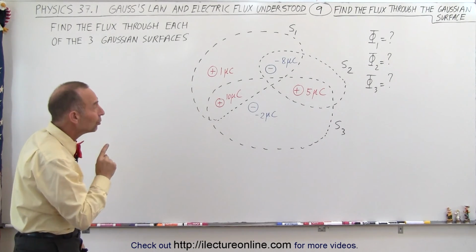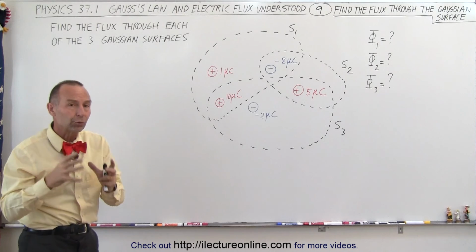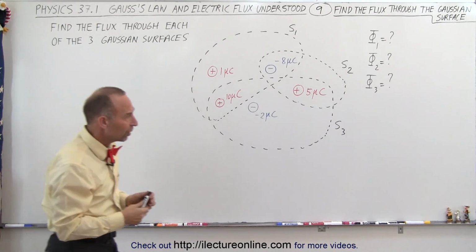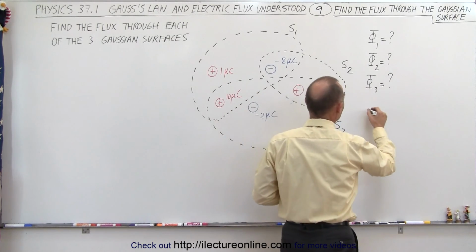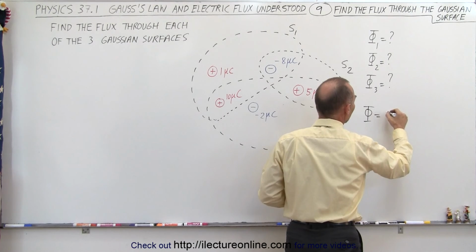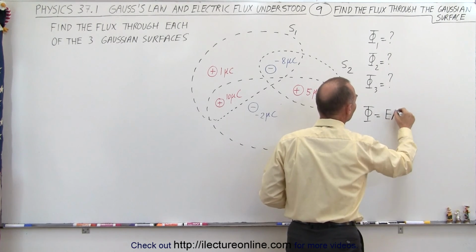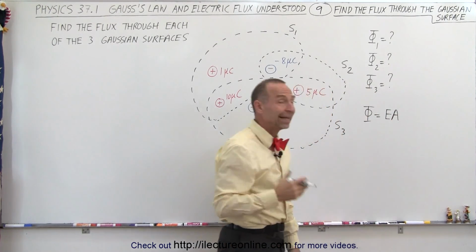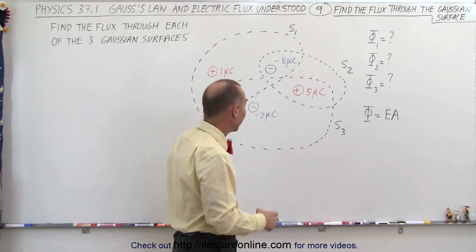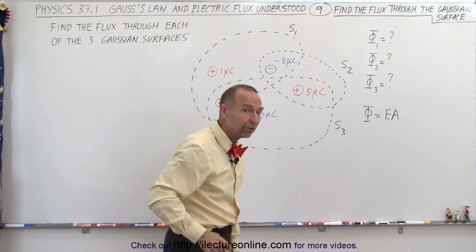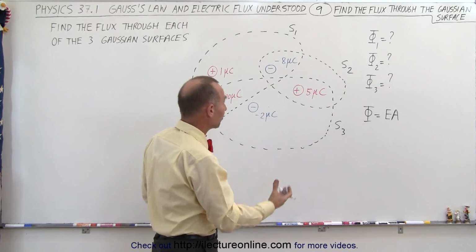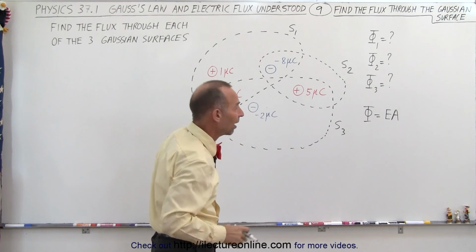However, what we can do is find the flux through each of the surfaces, the total flux. The definition of the flux is the product of the strength of the electric field times the area. Well, how can we find the flux? Because we don't know the strength of the electric field, and neither do we know the area of these Gaussian surfaces, especially since the shapes are very different. There's no symmetry there. There's no way we can figure this out.